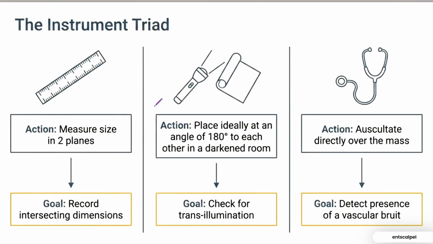And a bruit is a specific type of vascular murmur, correct? What exactly does that sound like through the stethoscope? It sounds like a rushing, whooshing noise. Normally, blood flows smoothly and silently through your arteries.